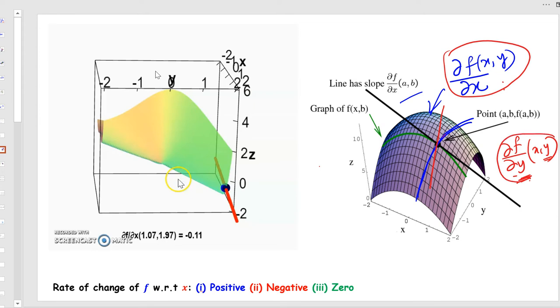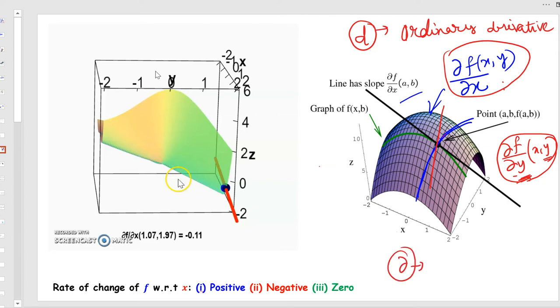So they are different. For an ordinary derivative, we use the notation d, and dou is denoted for partial derivatives. We will formally define what partial derivatives are, but we have to understand the geometry, what it means actually.